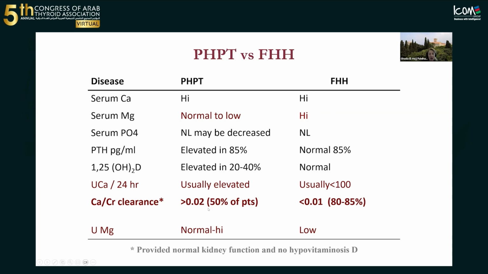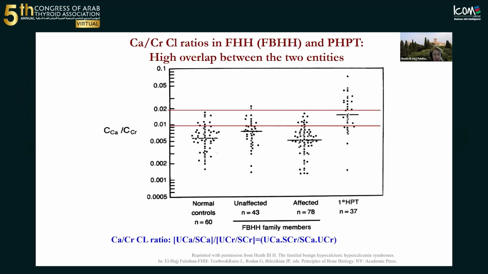Calcium over creatinine clearance ratio has been the ratio that people talk about. It's less than 0.01 in FHH. In most cases, it's more than 0.02 in hyperparathyroidism, in the majority, over 50% of cases.